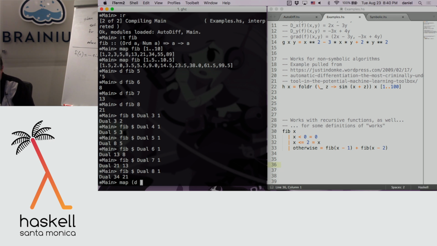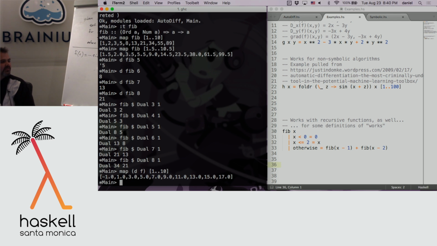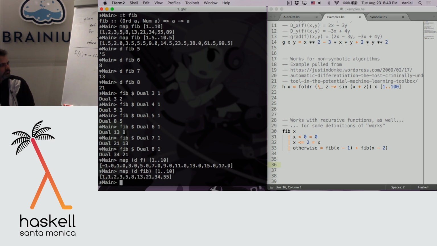Let's see, map df over 1 to 10. So 3, 5, 7, that's not right. Oh, d fib, sorry. There we go. 1, 1, 2, 3. Oh, it's the right Fibonacci sequence. 1, 1, 2, 3, 5, 8, 13, 21, and so on and so forth.